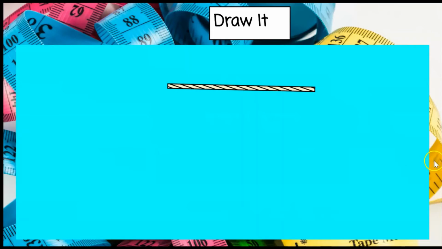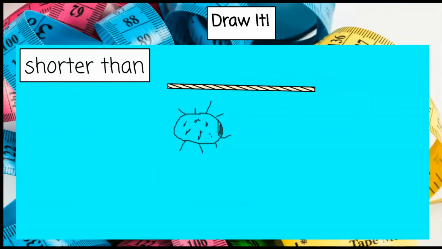Now it's your turn. I want you to draw a bug that is shorter than the string, your string, or your marker or your crayon, whatever you're measuring with. You're going to draw a bug that is shorter than the string. Your teacher's going to pause the video and give you directions.